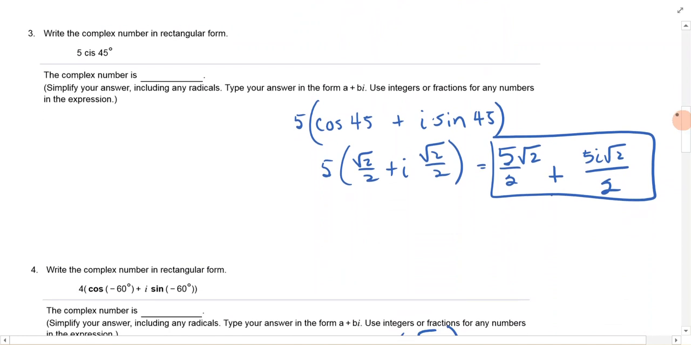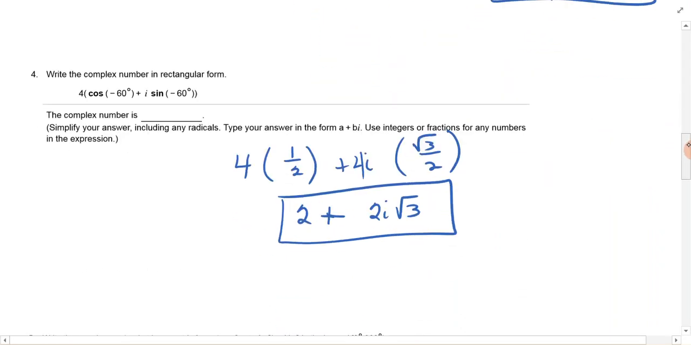All right. 5 cis 45, so that's the same as 5 times cosine of 45 plus I sine 45. We plug in our square root of 2 over 2's, and we have 5 square roots of 2 over 2, because we did this, and 5I square roots of 2 over 2.